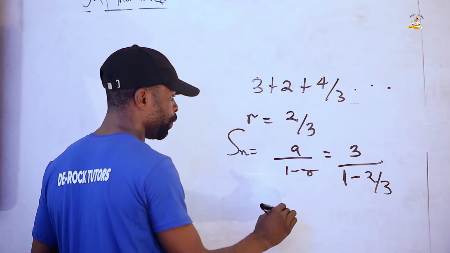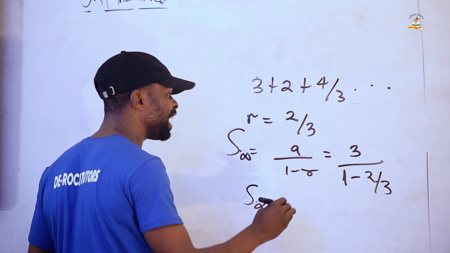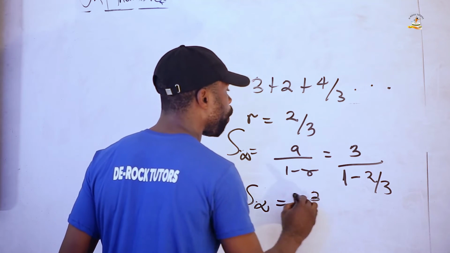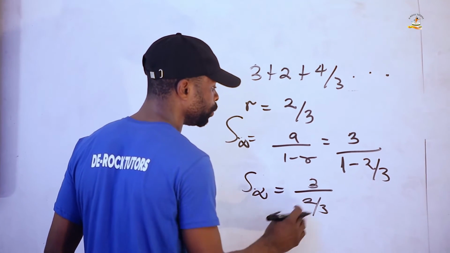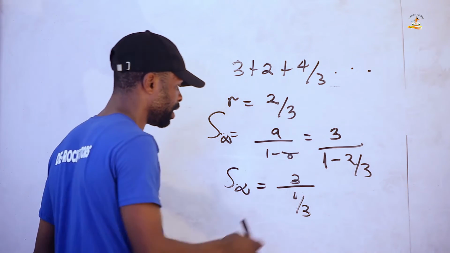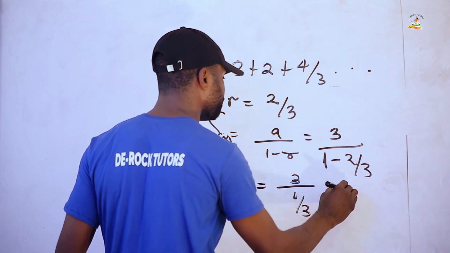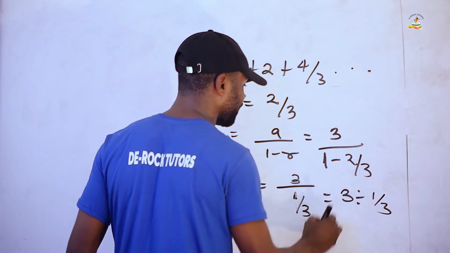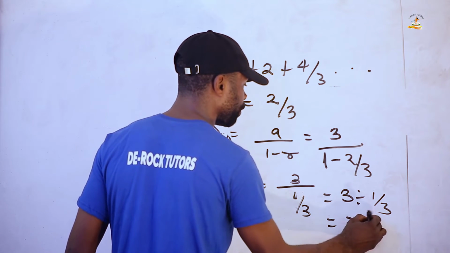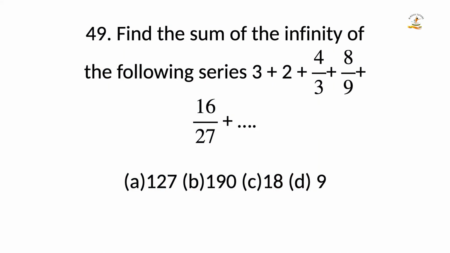Since we have this, we have S to infinity equal to 3 over 2 over 3. No, sorry, 1 over 3. Since I'm subtracting 2 over 3 from 1, I'm going to have S to infinity equal to 3 over 1 over 3, which is 3 divided by 1 over 3, which is equal to 3 times 3 over 1, which is equal to 9. Therefore, the sum to infinity of this series is 9. And as you can see, the correct option there is D.